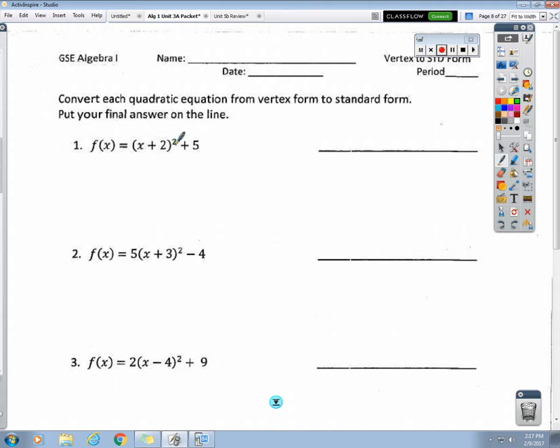To change this from vertex form to standard, the first thing you would do is rewrite it. But when you're rewriting x plus 2 squared, we want to literally write x plus 2 times x plus 2, because that's what that means.